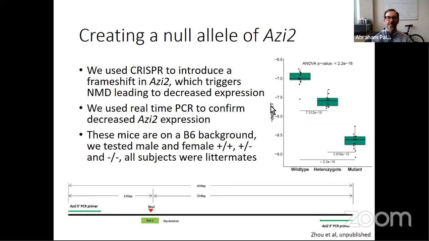We wanted to test that, and we can test that by creating a null allele of AZI2 in another population. This is work by Xin Zhou in my lab. I'll have a picture of her on a subsequent slide. She used CRISPR to delete 7 nucleotides in an exon of AZI2, which is going to lead to nonsense-mediated decay. You see here we've used real-time PCR to demonstrate that indeed expression of AZI2 is dramatically reduced in animals that carry either a single or 2 copies of this mutant allele. That allows us to study wild types, individuals that are heterozygous for the mutant allele, or homozygous for the mutant allele.